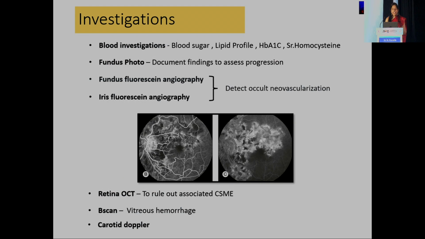Other investigations which have to be definitely done when you see neovascularization are blood sugar, lipid profile, HbA1c, serum homocysteine, protein C or S deficiencies, fundus fluorescein angiography, retinal OCT to rule out any associated macular edema, B-scan if you're not able to see the fundus, as vitreous hemorrhage will be picked up by B-scan, and carotid Doppler. Yes, it's very, very important to see the blood flow of the carotid arteries, and this will give you a clue as to what you're dealing with.